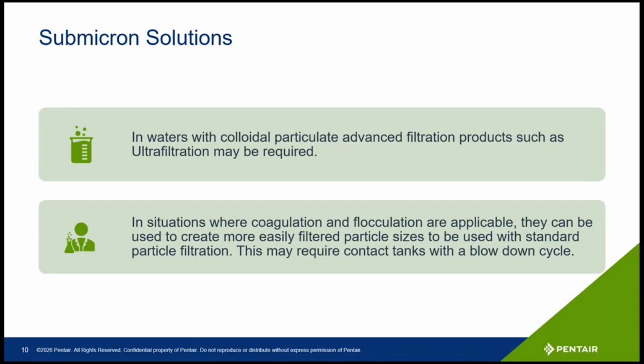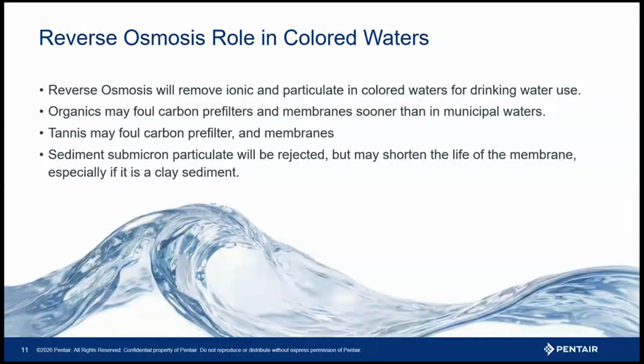Now, reverse osmosis for drinking water in colored waters: RO will remove the vast majority of colors from water, whether that's ionic or from particulate. But organics may foul pre-filters and membranes sooner than in municipal waters. Really low pHs may be outside the operation of that membrane, so that may rule out RO for drinking water. Tannins may follow your carbon pre-filters and your membranes in these situations. And sediment and submicron particulate will be rejected, but may shorten the life of the membrane and the filters involved if there's clay sediment.